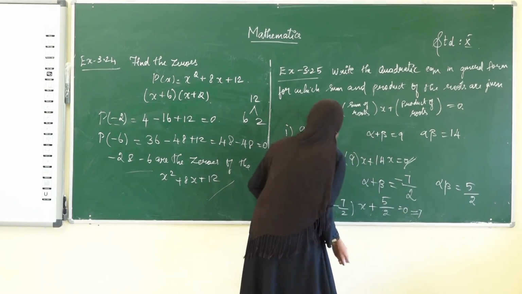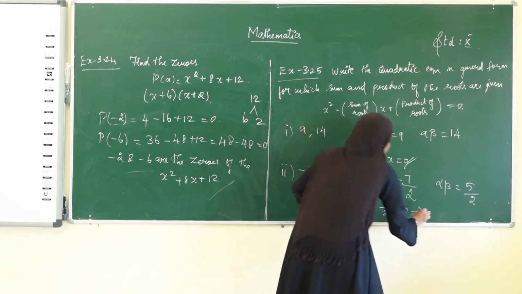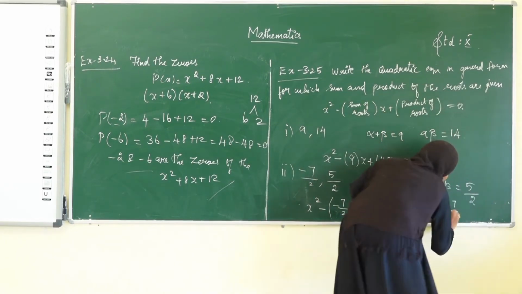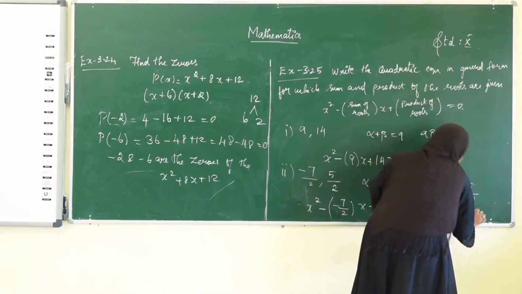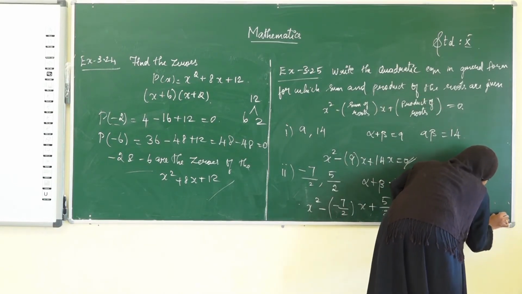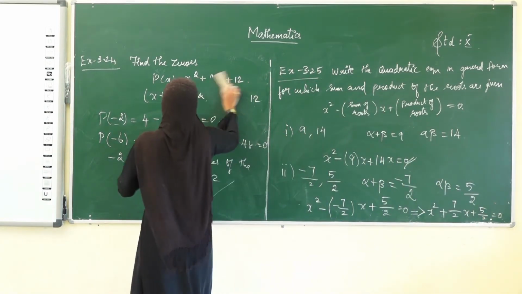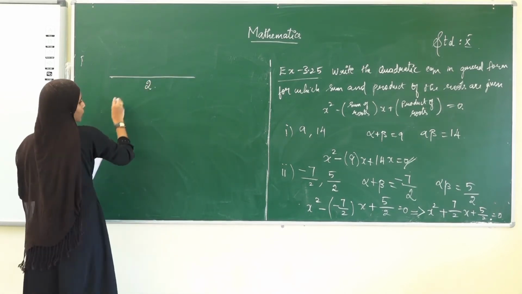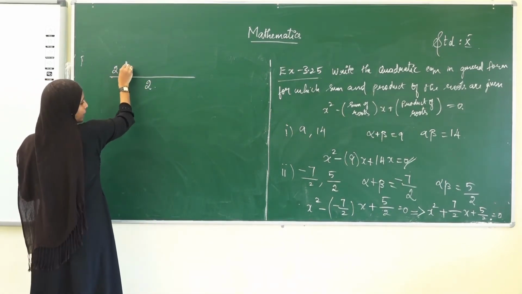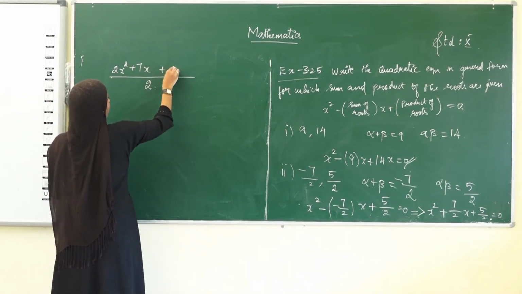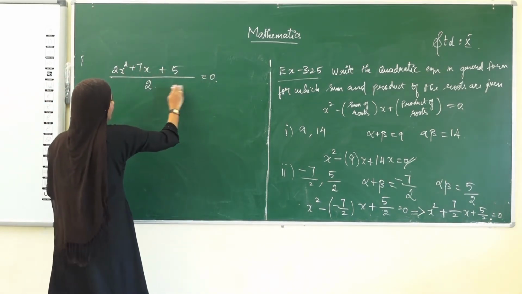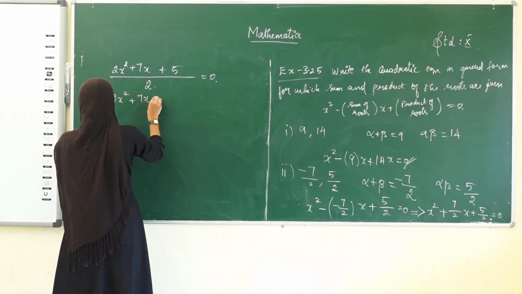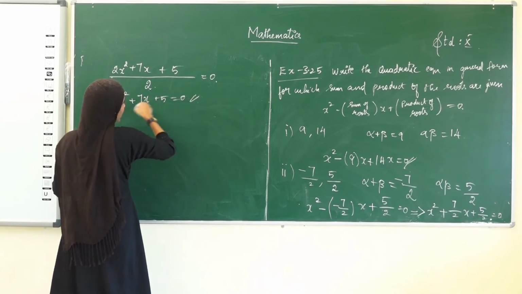That is x squared. See here, minus into minus is plus, 7 by 2 into x plus 5 by 2 equal to 0. This can be written by taking the LCM as 2, that is 2x squared plus 7x plus 5 equal to 0. Taking this 2 outside, the right side becomes 0. Therefore, the answer is 2x squared plus 7x plus 5 equal to 0. This is the required equation.